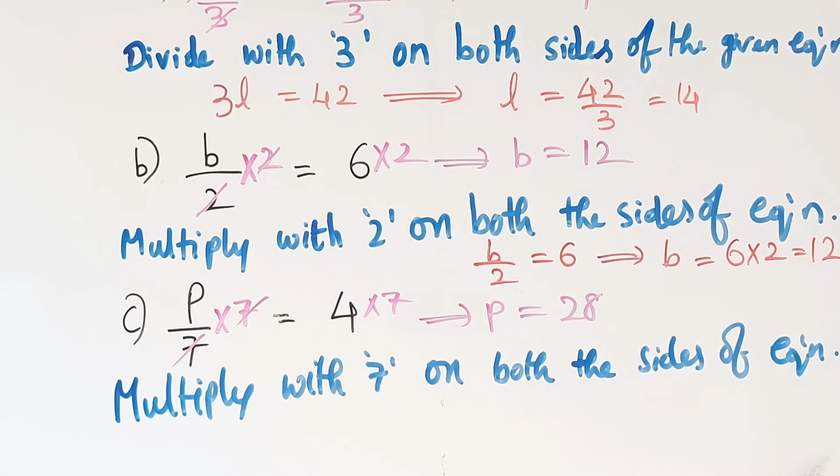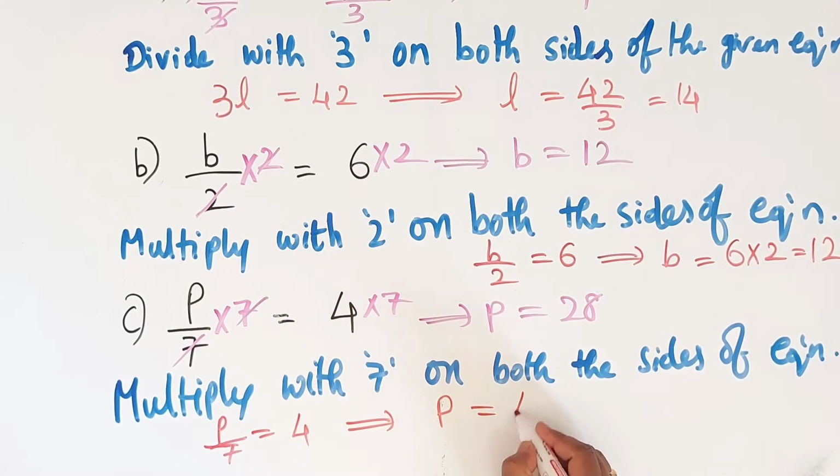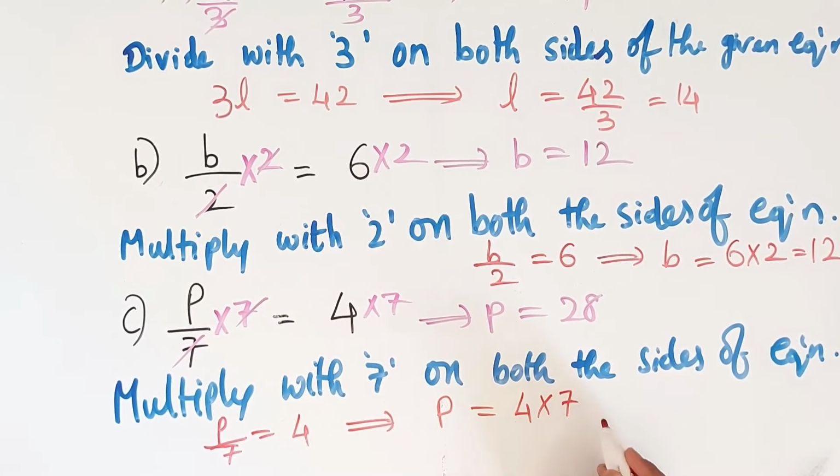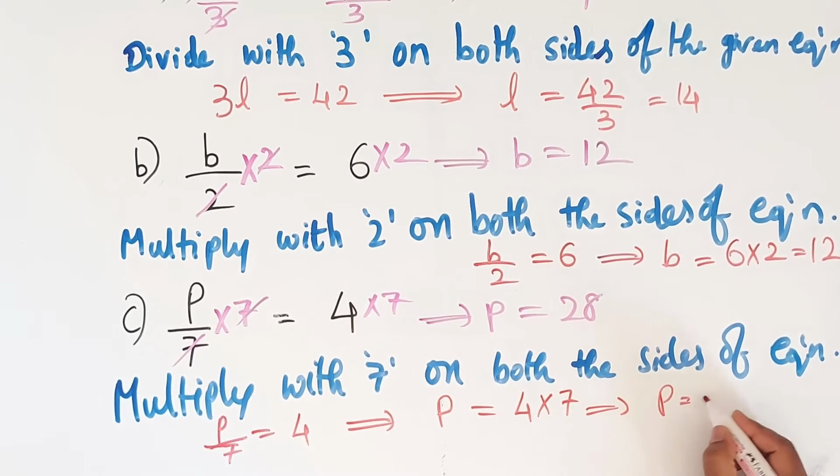Now we'll do directly. p by 7 equal to 4. This is the given question, given equation. Now we want p, we don't want the number, so send it to the right hand side. It will be multiplying with the other number, right children? So p equal to 4 7s are 28 here also.